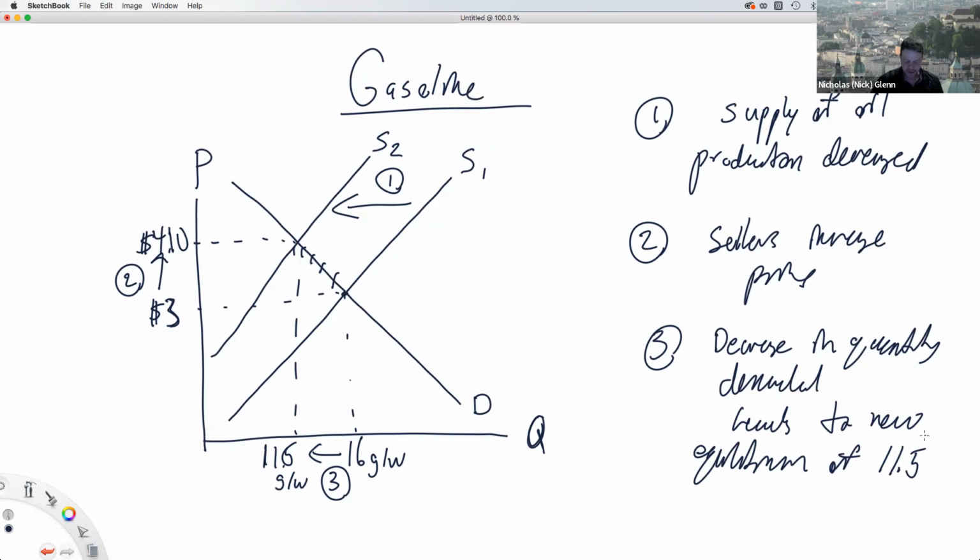I guess to reiterate this again, there is a decrease in oil production. So let's shift supply to the left. This causes an increase in the price and a decrease in the equilibrium quantity. All right. Let's go back to our slides here.